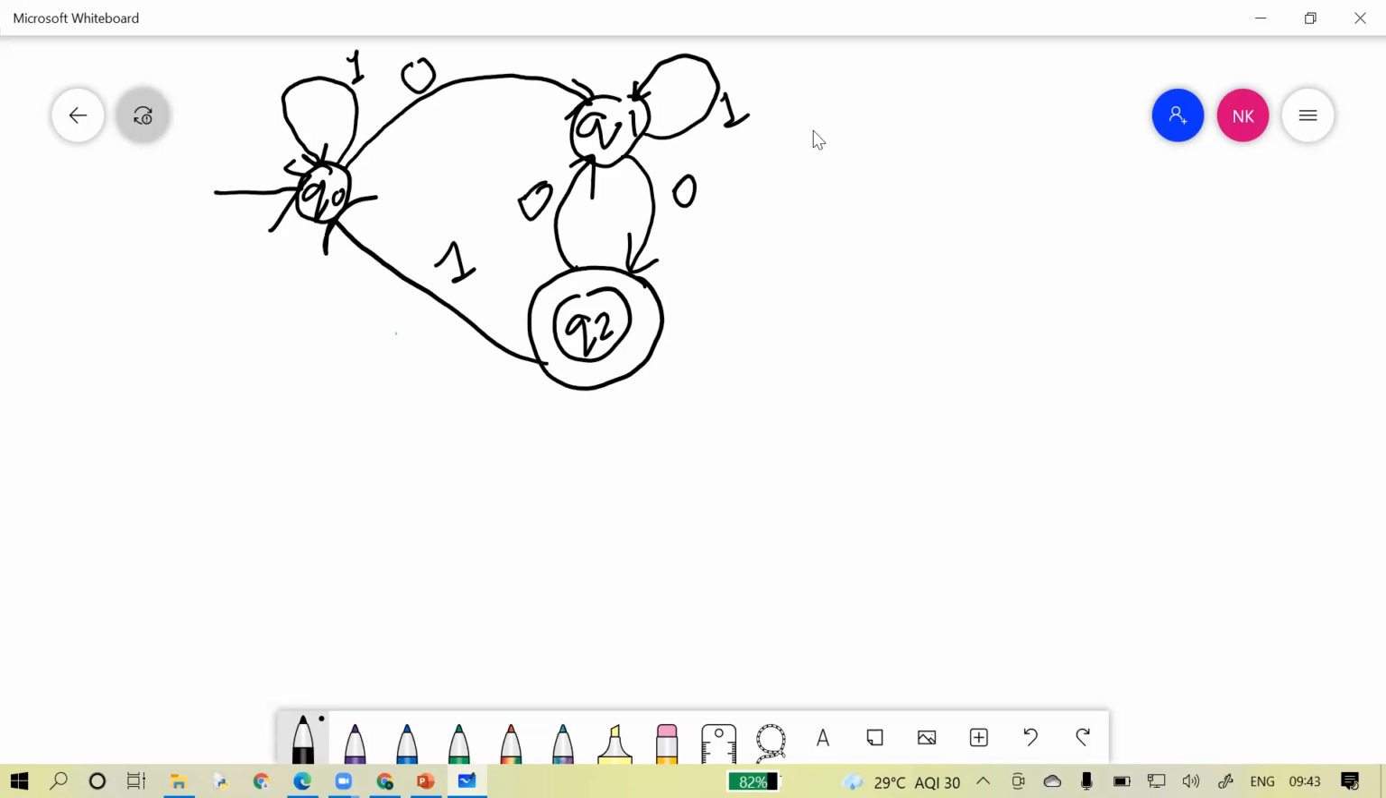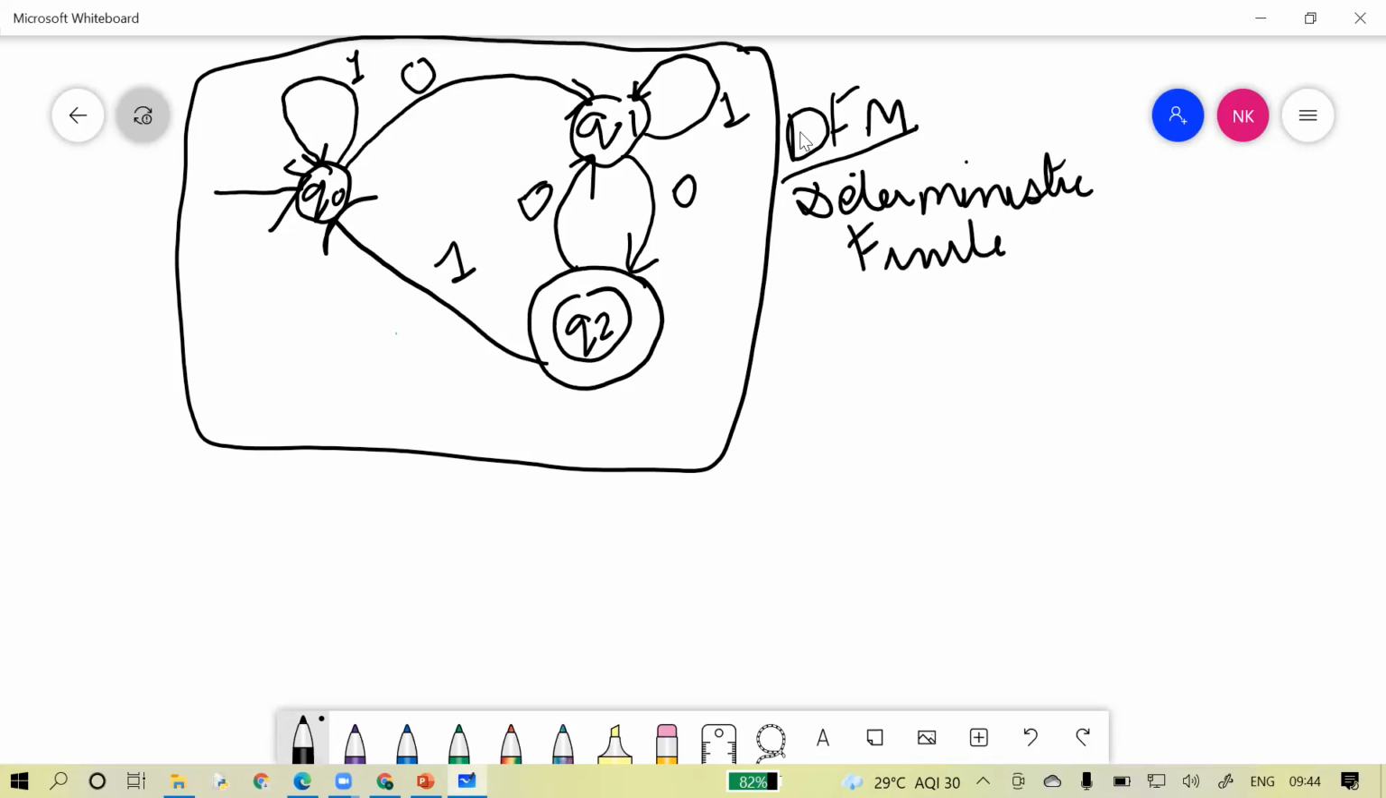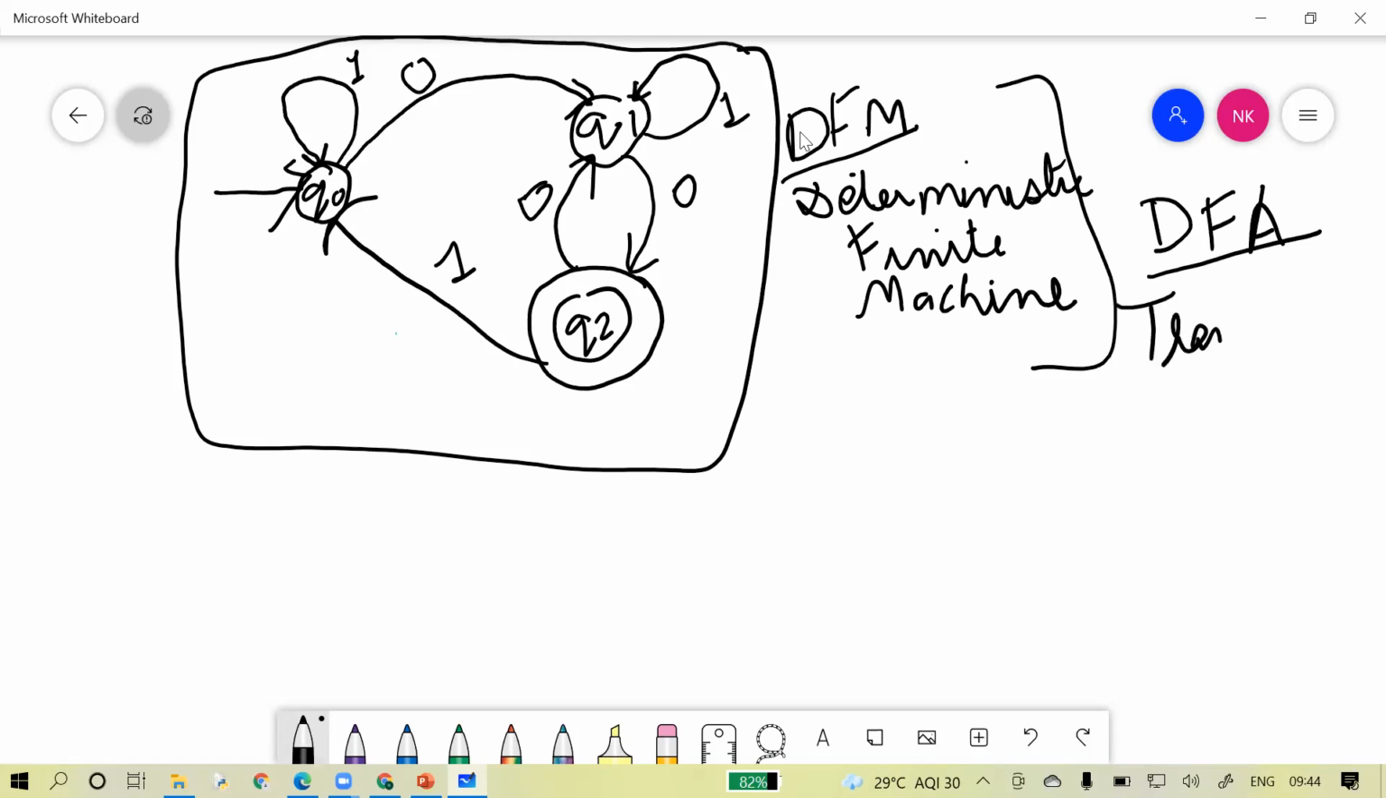Now this is a machine. When I am representing it, this is my deterministic finite machine. You always write it like this, DFM, deterministic finite machine. Sometimes I call it a deterministic finite automata, and sometimes I call it your transition diagram. All these are names of the same thing.